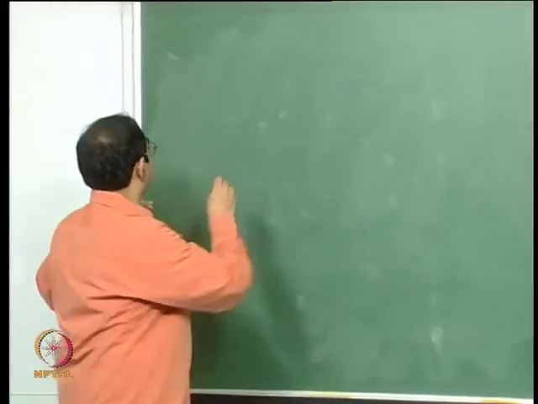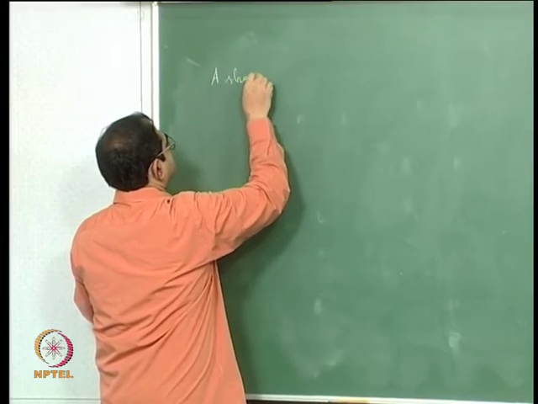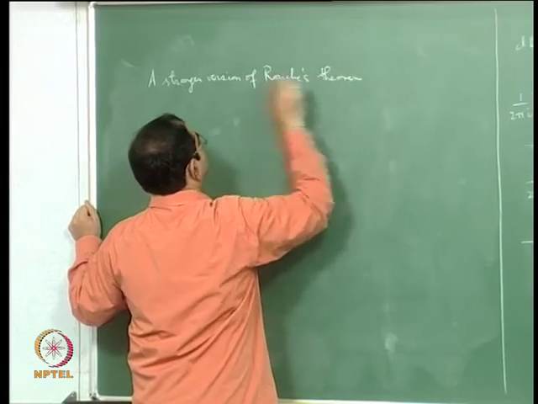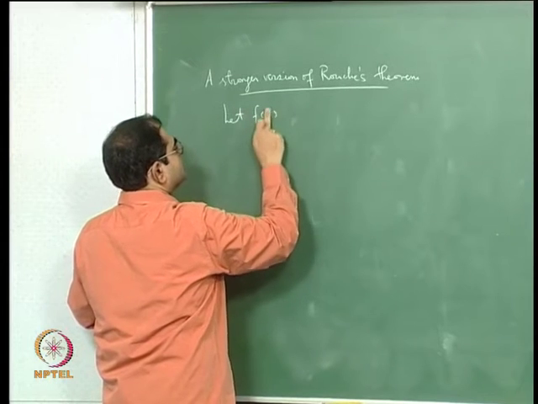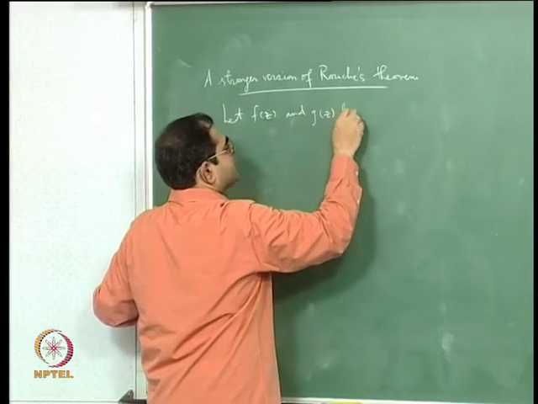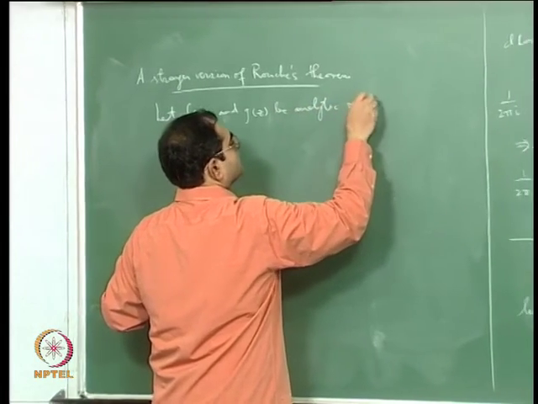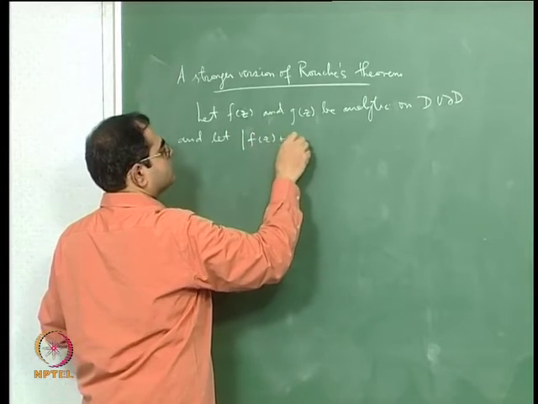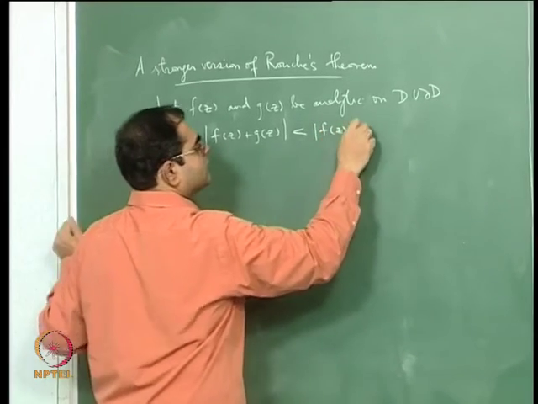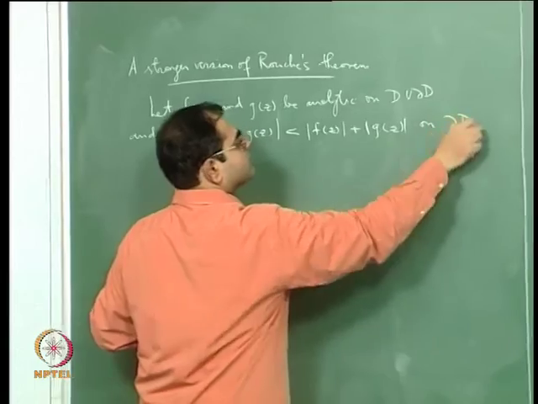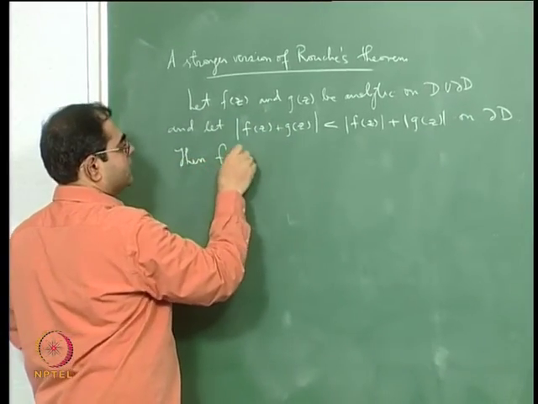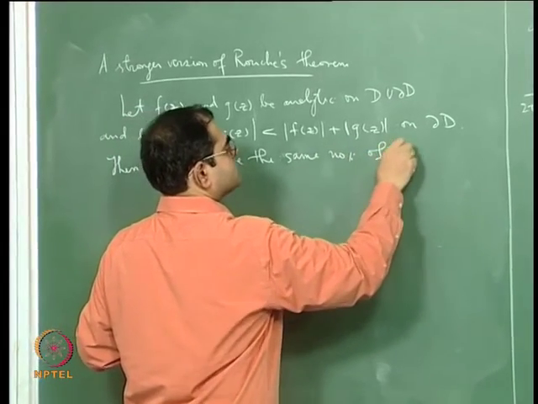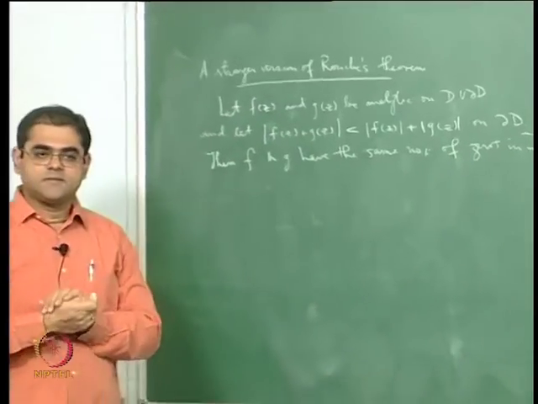But before that, let me give you a stronger version of Rouche's theorem. Let f(z) and g(z) be analytic on D union its boundary, and let |f(z) + g(z)| be strictly less than |f(z)| + |g(z)| on the boundary. Then f and g have the same number of zeros. Okay, this is another version.